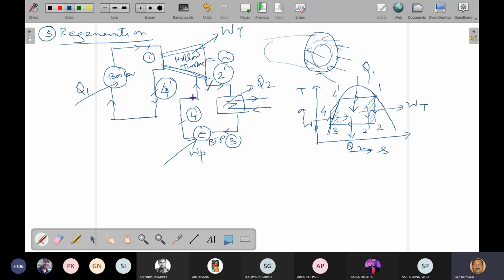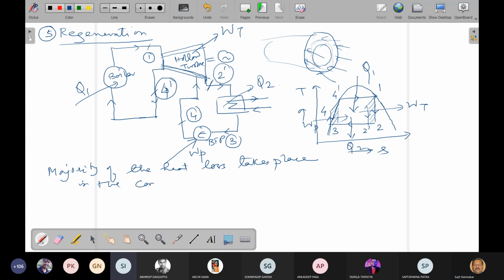But what we did in this case, first of all, the question is why regeneration? Why is regeneration coming into the picture? Here you can find that in the power plant, the majority of the heat loss is taking place where? You know where it is taking place? The majority of the heat loss takes place in the condenser.